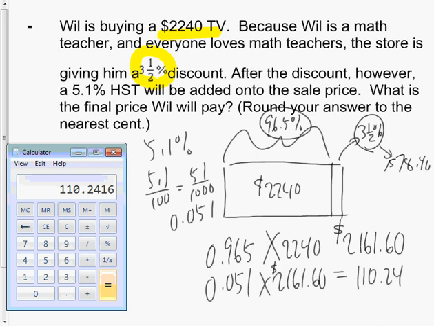$110.24 tax. Add that on to the cost of my TV, and the final price is $2,271.84. Okay, that's the final answer. That's the one I'm looking for.